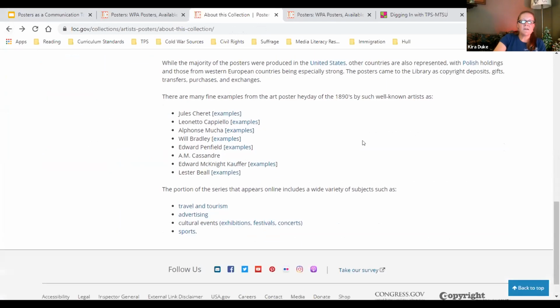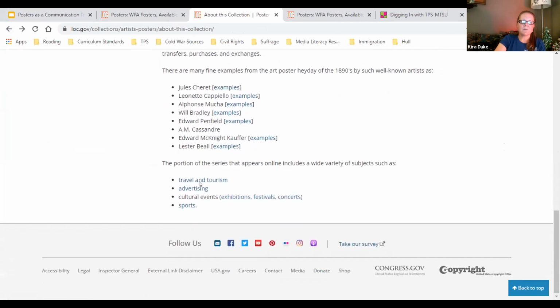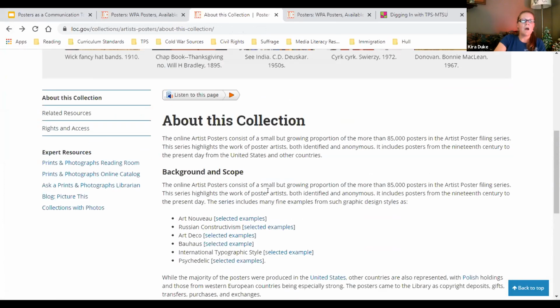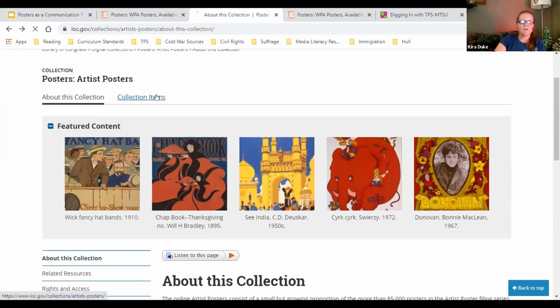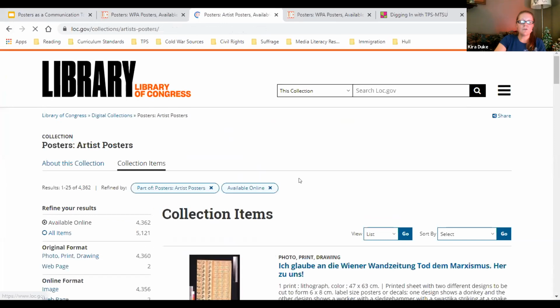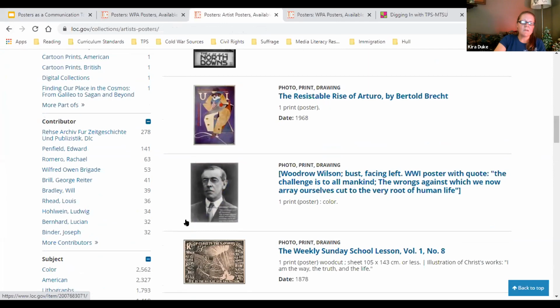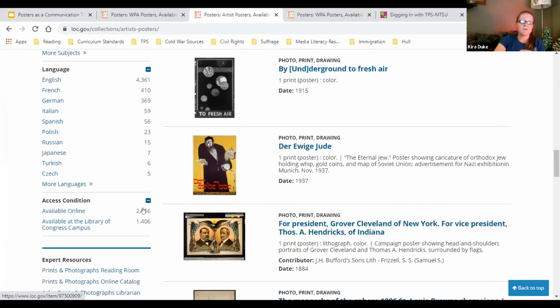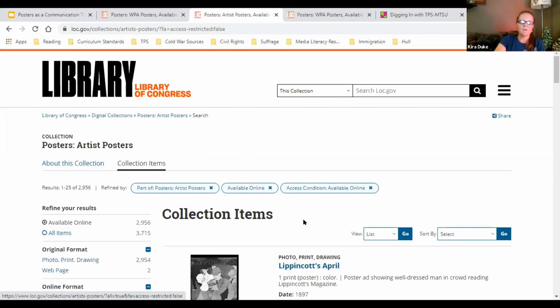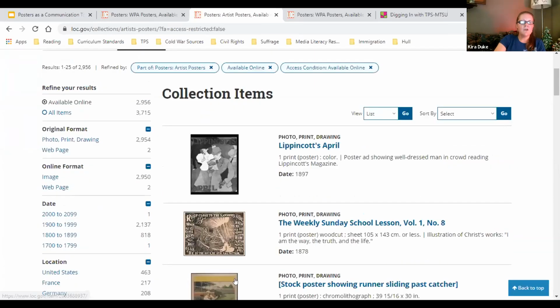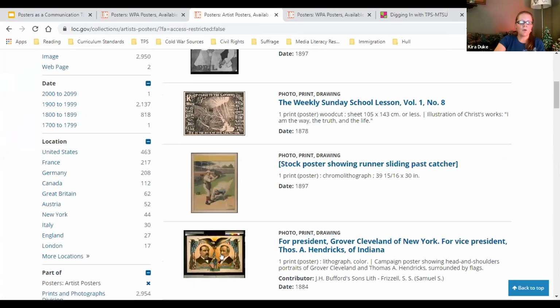You also have a chance, they have featured here some well-known 1890s artists and some of the posters that they have, again, examples there. And then they have some subject categories that have been pre-selected as well that you can browse through. If you want to browse the general collection, of course, you can go to collection items right here. And again, what I would recommend first is switching it to the access conditions so that it is just those that are available online only. And then you can use the subject heading to filter.